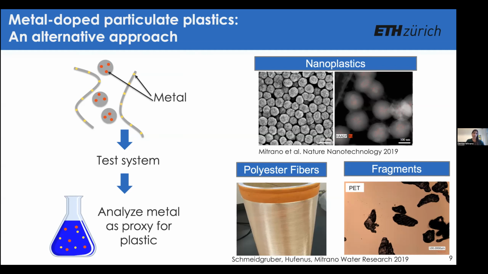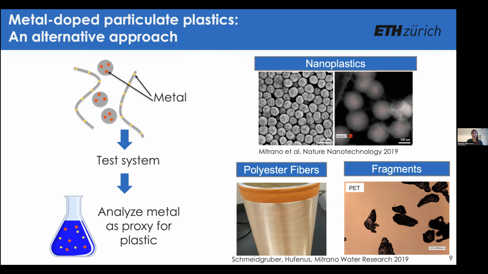So to just give an example of some of the types of materials that we make, we can have nanoplastics, which are made out of polystyrene or polyacrylonitrile, polyester fibers, similar to those that are in your textiles and clothes, and also fragments, microplastic fragments of different types, PLA, PET, and different size fractions.